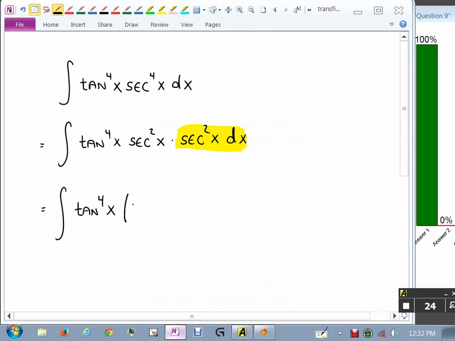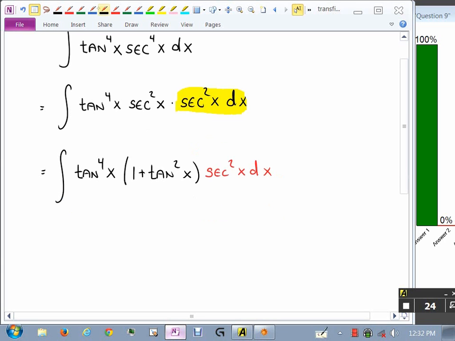So I replace that with 1 plus tangent squared x. Am I going to replace this secant squared with 1 plus tangent squared x? No, because that's the part I'm leaving alone. That's going to be my du. That's why we factored it out. So I still have next to that, I'll do it in red, secant squared x dx.